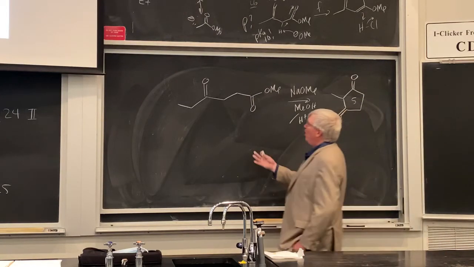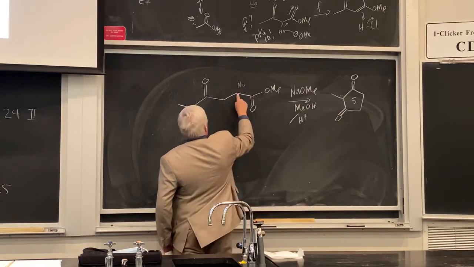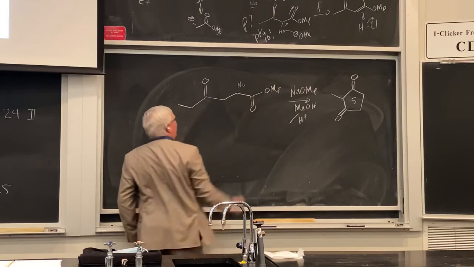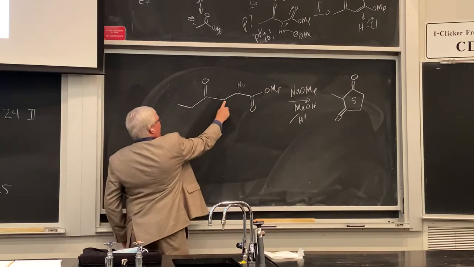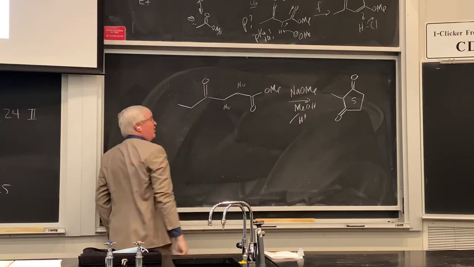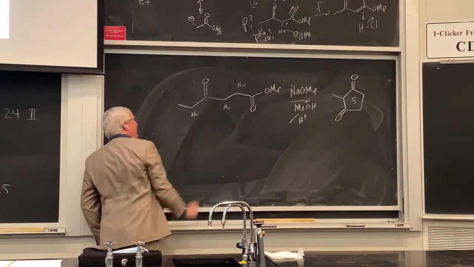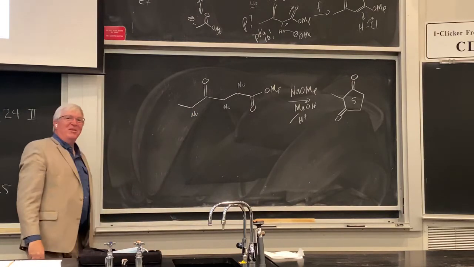So let's see. Where can we form nucleophiles? We can form the nucleophile right here, because that's alpha to the ketone there. We can also form the nucleophile right there, right? Because if we deprotonate there, then we've got resonance there. Where else can we form it? Right here. Wow. So we've got 3 choices for our nucleophile.